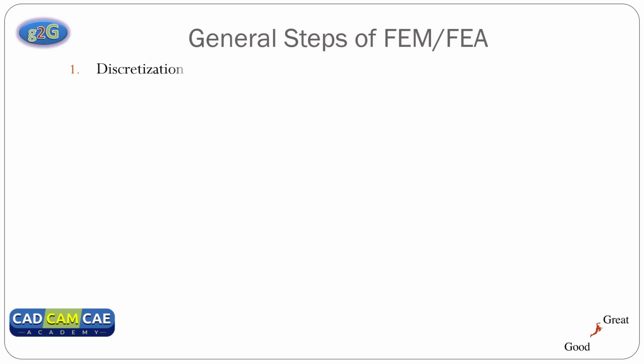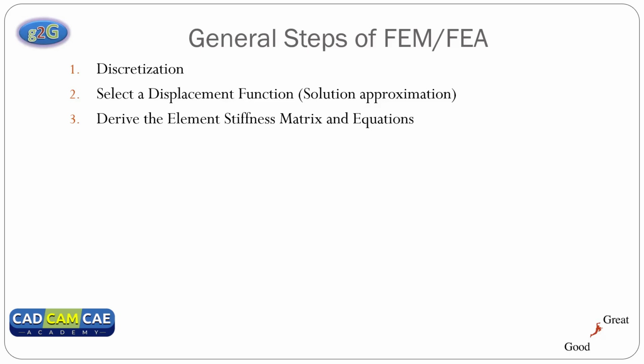General steps of finite element analysis. Step number 1 is discretization, that is nothing but dividing the body into a number of parts. Step number 2 is to select a displacement function or select a solution approximation. It means in step number 2 we use the differential equation to solve the unknown variables. Step number 3 is to derive the element stiffness matrix and equation.